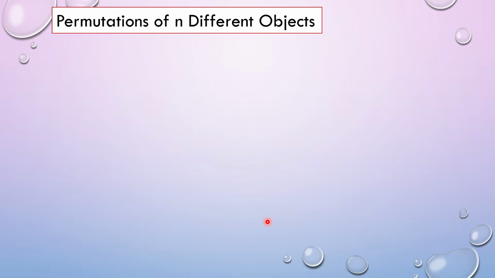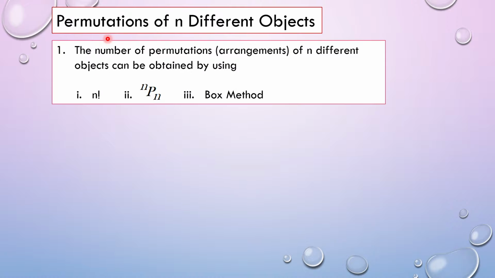Permutations of n different objects. Now remember, permutations mean arrangement. You are asked to arrange the objects. The number of permutations or number of arrangements of n different objects can be obtained by using the first method, n factorial, followed by nPn. You can calculate this by using a calculator.